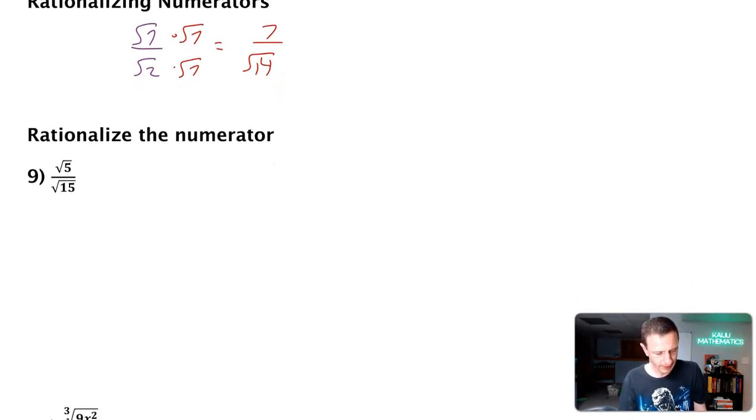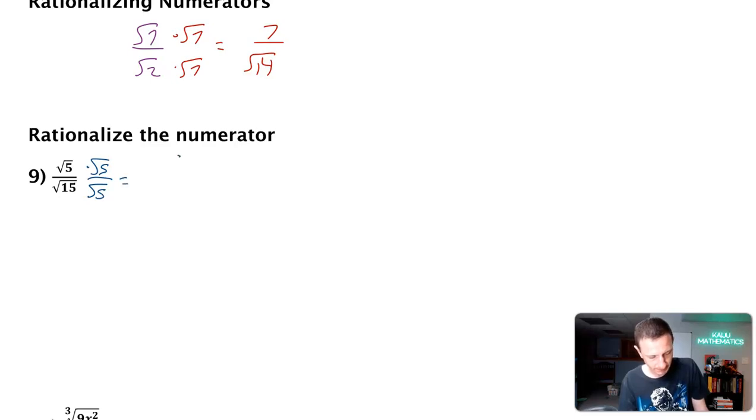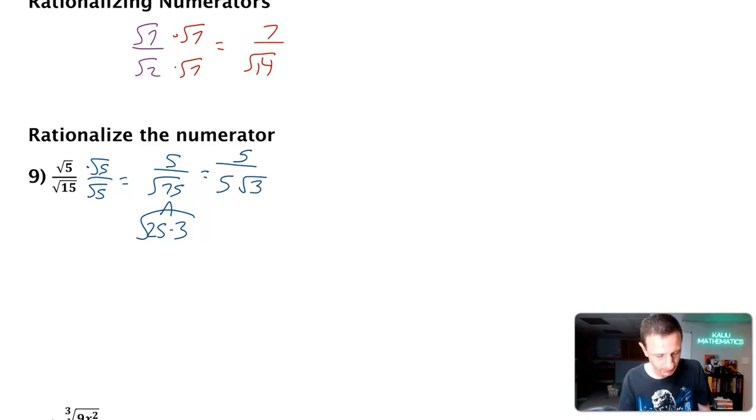So number 9, square root of 5 over the square root of 15. I just have to multiply by the square root of 5, top and bottom. So on top, I get 5, over square root of 15 times 5. You can do this a couple different ways. You could pull out a perfect square, but if you just multiply and then simplify, I get the square root of 75, which is 25 times 3. Square root of 25 is 5, so 5 square root of 3. And then 5 over 5 simplifies down to 1 over square root of 3.